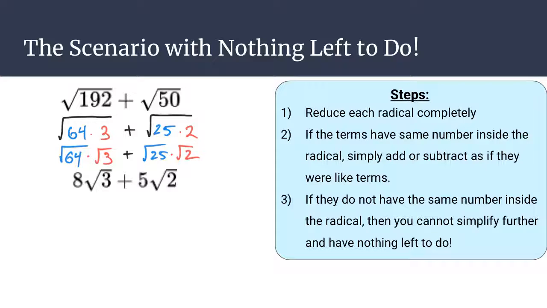And you simplify one step further, and you end up with 8 square root of 3 plus 5 square root of 2. Well, now as we take a look, we see that there's not the same number on the inside of each of these radicals, so they're not like terms. You can't add them together, so that means that this is actually your final answer, and there's nothing left for you to do.